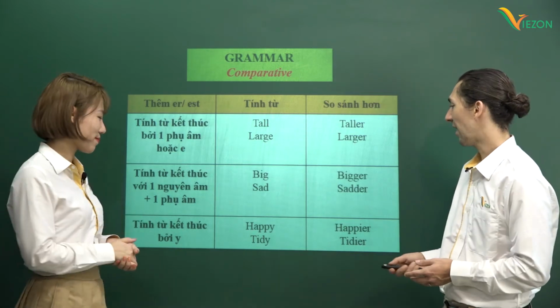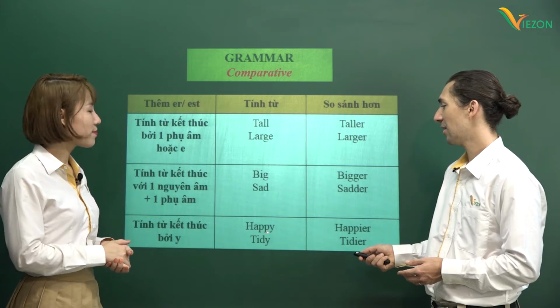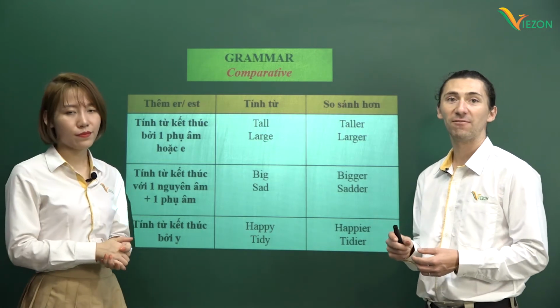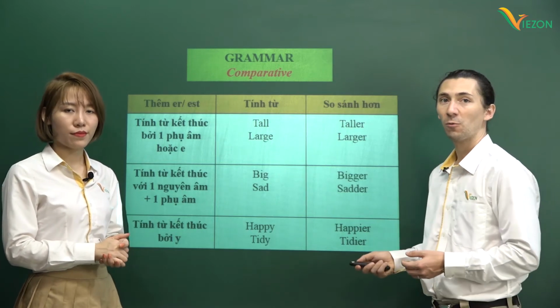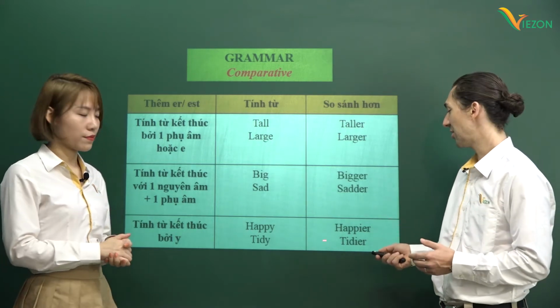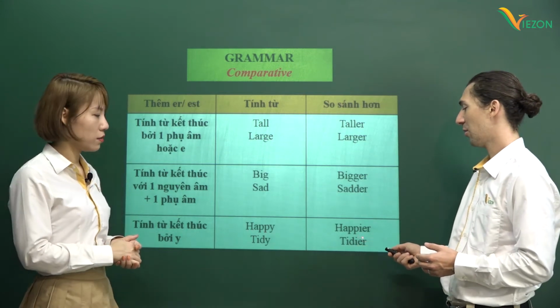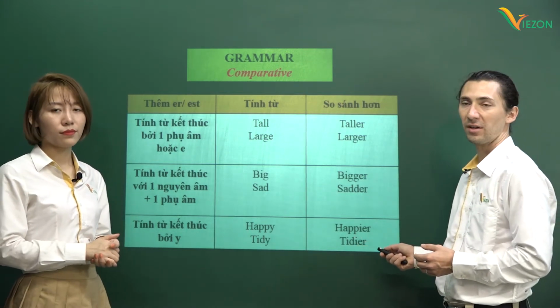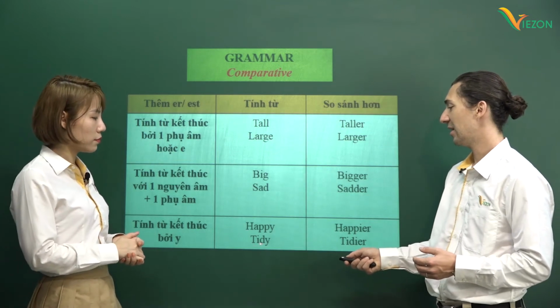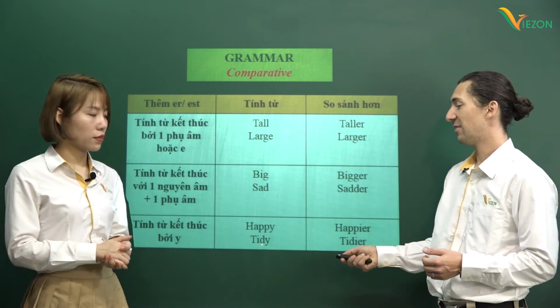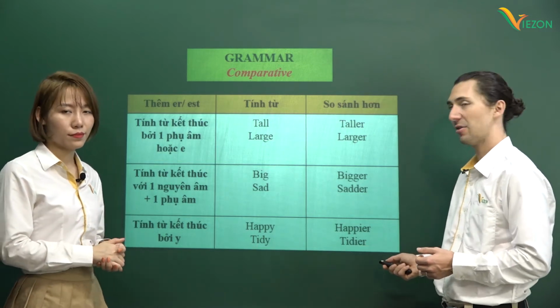All right, and the third one we have is happy. So this one we see it ends with a Y. So anytime it's an adjective or adverb that ends in Y, when we use the comparative form, we have to change it to an I. So we see happy, happier, with an I instead of a Y. And we see the same with tidy. It ends in the letter Y, so we have to change it to an I. So we have tidy, tidier.